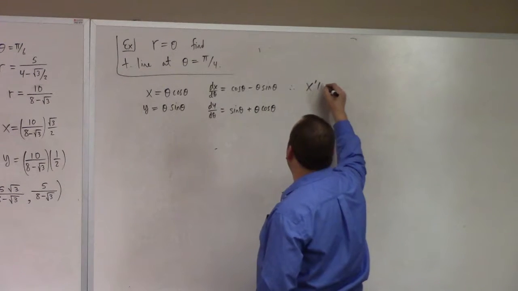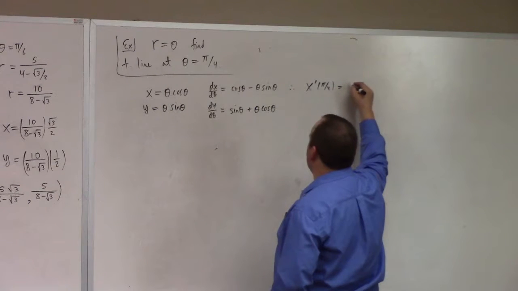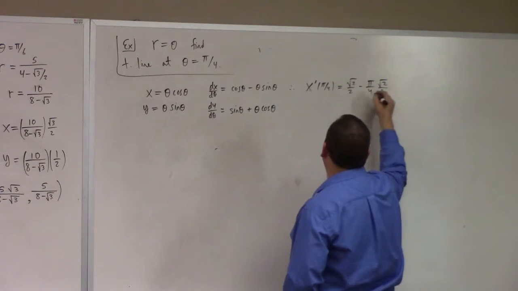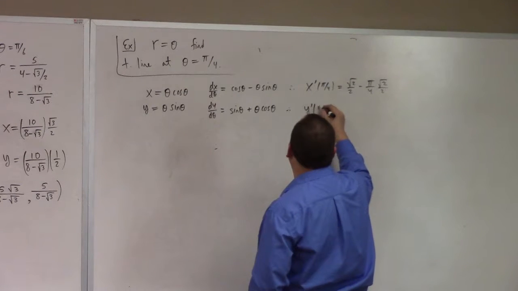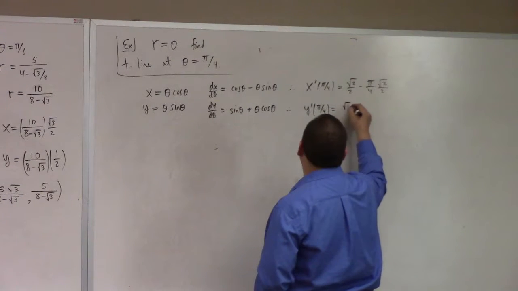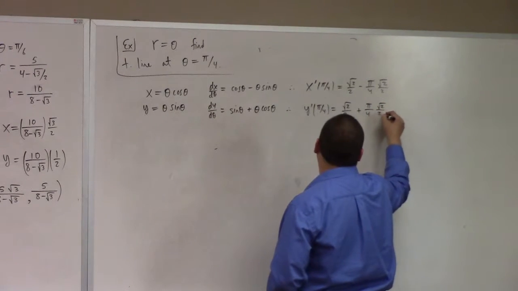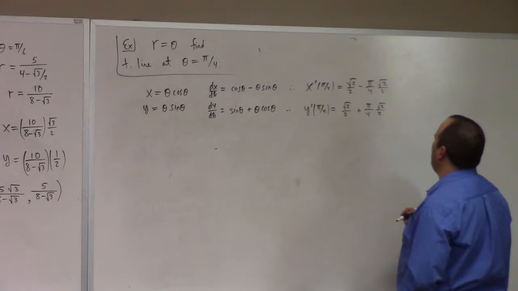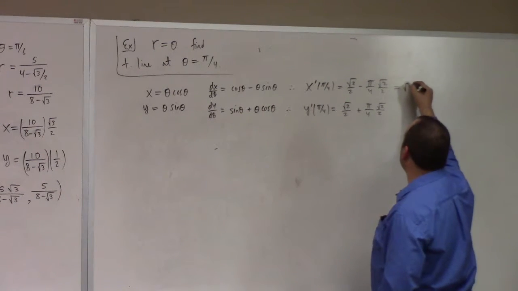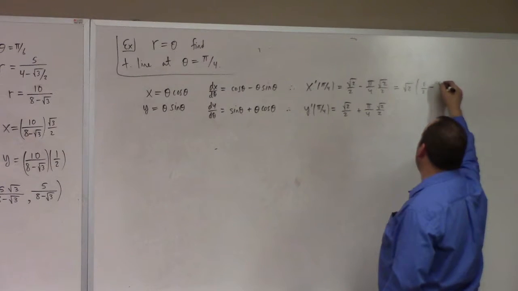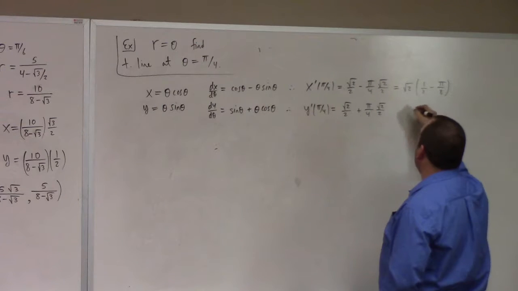So therefore x prime of pi over 4 is square root of 2 over 2 minus pi over 4 square root 2 over 2. And y prime of pi over 4 is what? It's root 2 over 2 plus pi over 4 root 2 over 2. Which you could probably write prettier, right? This is really square root of 2 times a half minus pi over 8. I mean, I could have pulled out the 2 too. But I just like to leave the square root 2 out front like that.